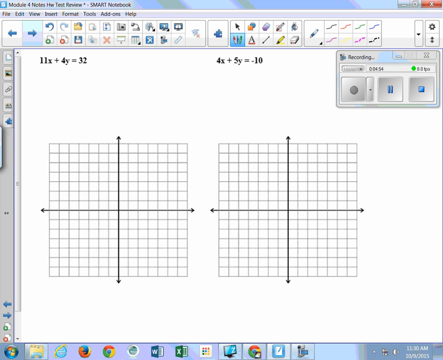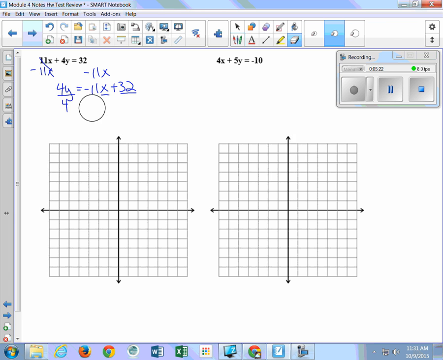Let's look at the next one. 11x plus 4y. I'm going to subtract 11x from both sides. 4y equals negative 11x plus 32. Now I'm going to divide each term by the coefficient of y, which is just that 4. Excuse me, that's not 11. Copying stuff over. It's 4. So y equals negative 11 over 4 x plus 8.